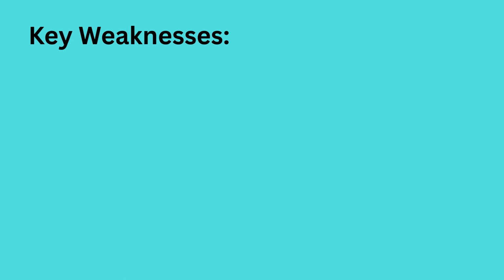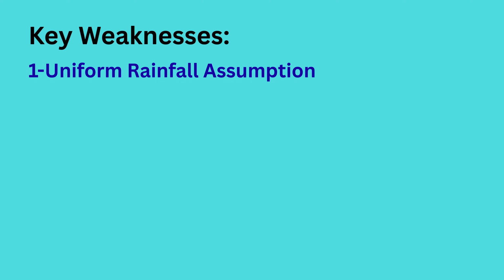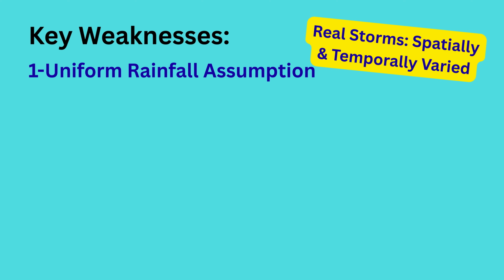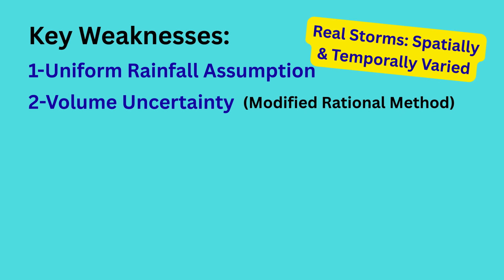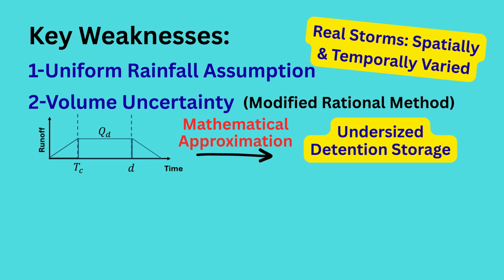The key weaknesses are as follows. First, uniform rainfall assumption. Real storms are spatially and temporally varied, an issue that becomes critical as drainage area increases. Second is the volume uncertainty in the modified rational method. The synthetic hydrograph is a mathematical approximation which can undersize detention storage compared to hydrograph-based models.